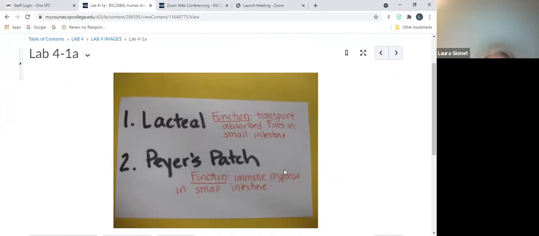Functionally, the lacteal transports absorbed fat from the small intestine, where we absorbed it. So it transports dietary fat, that's fine. And then the Peyer's patch essentially filters that lymph fluid and initiates an immune response in the small intestine. So the Peyer's patches are kind of like lymph nodes of the small intestine. If bacteria get across that route, then you can initiate a response.